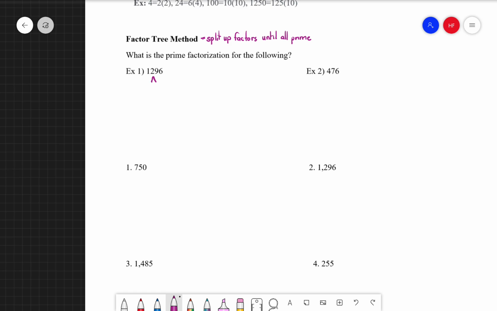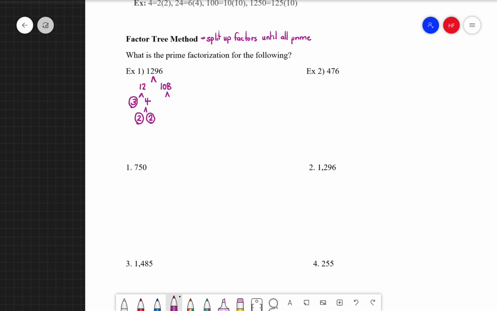We're using the number 1296, and you can divide it by any number that it is divisible by. So let's see, 1296, we're going to divide it by 12. 1296 divided by 12 is 12 times 108. 12 is not a prime number. 12 can be divided by 3 and 4. 3 is a prime number, I can't divide that any further. 4 I can do 2 and 2. So 2 and 2 are prime numbers.